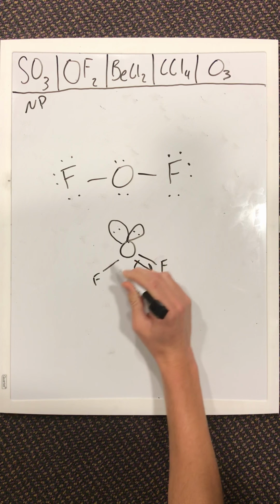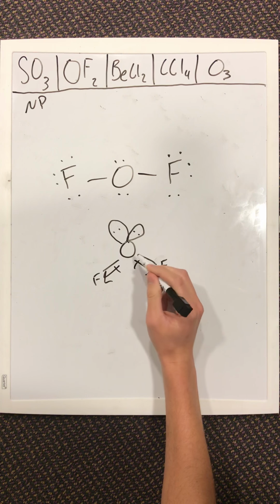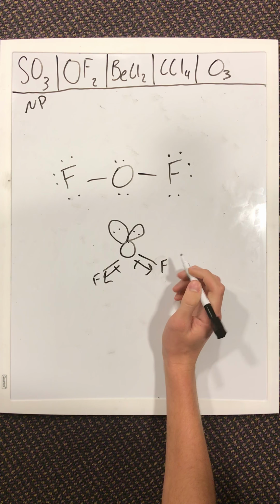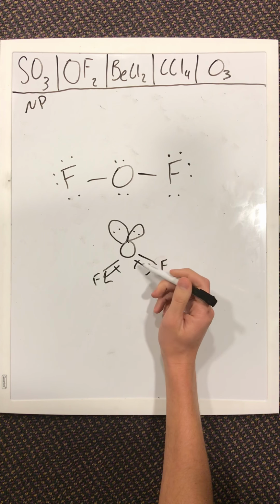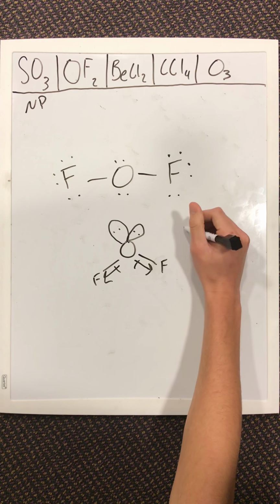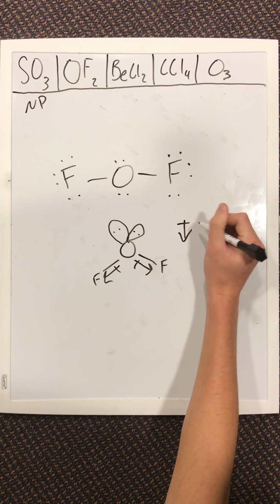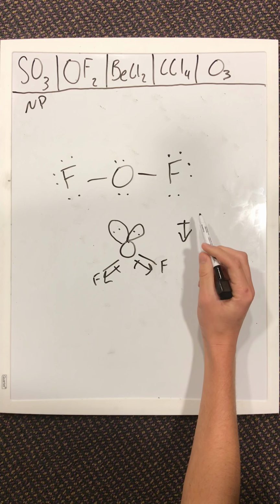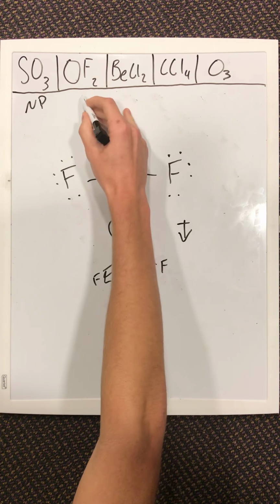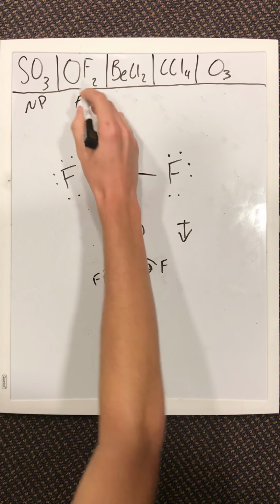So next thing we're going to do is draw our dipoles. F has greater electronegativity, so it's going to be going towards F. And whenever you add these 2 vectors together, you get a molecular dipole that goes down like this. So we are going to have a polar molecule in OF2.